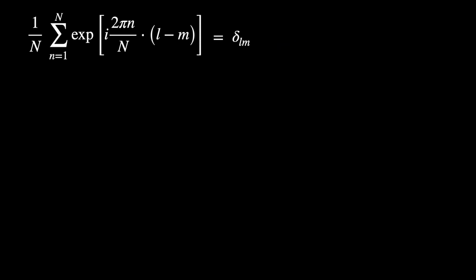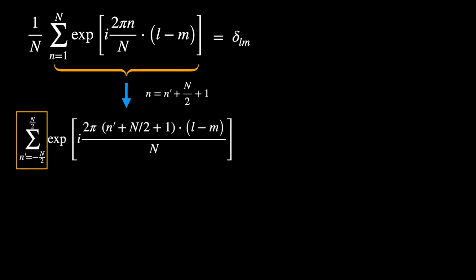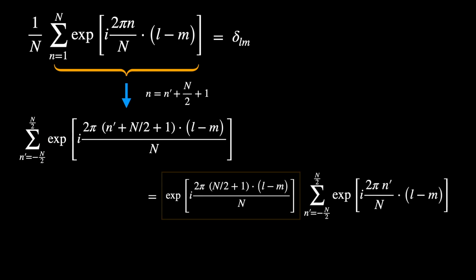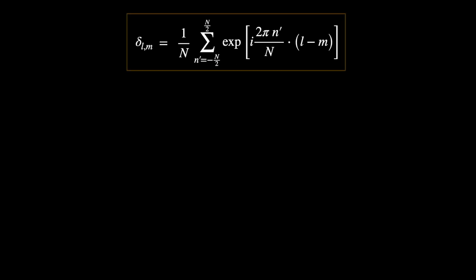By a change of summation variable, the limits of the sum can be made more symmetric. Again, we will be able to pull out a constant phase factor that can effectively be replaced by 1, since it is multiplied by a term that is proportional to delta Lm. Let's put our results in order. We arrived at an expression of the Kronecker's delta in terms of the summation of phases over symmetric limits.